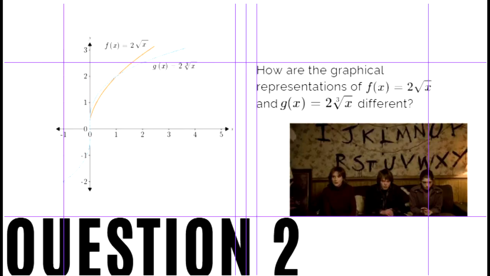This one's all you. How are the graphical representations of f(x) = 2 times the square root of x and g(x) = 2 times the cube root of x different? This time we're looking at how they're different. Pause it, figure it out, come back.